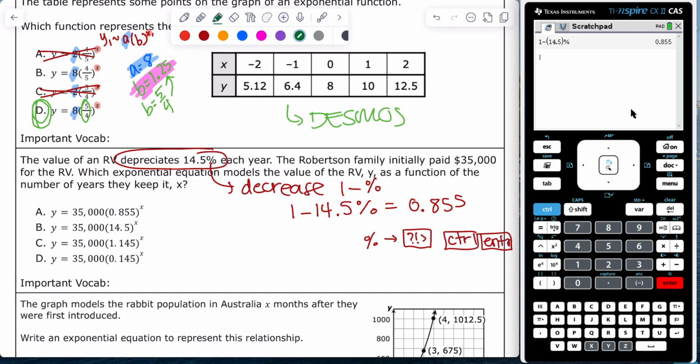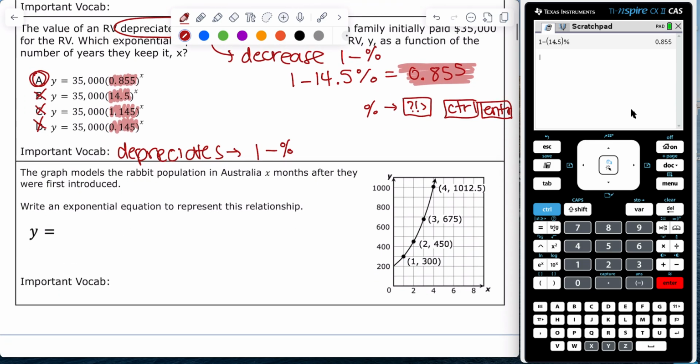So this number right here is super important, 0.855. The choices are 0.855, 14.5, 1.145, 0.145. The only one that matches is A. So that is my answer. And my important vocabulary is going to be depreciate. Depreciates, and that's going to be 1-%. So now let's try my last one.